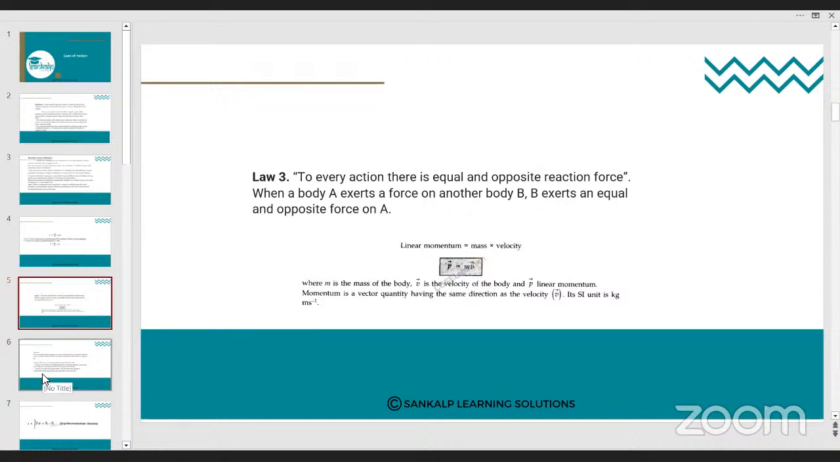Actually we have two types of momentum, one is linear momentum and the other is angular momentum. Linear momentum is the product of mass and velocity. Angular momentum is the product of momentum and the radius or the distance. Product of momentum and radius, that is m v r for angular momentum.